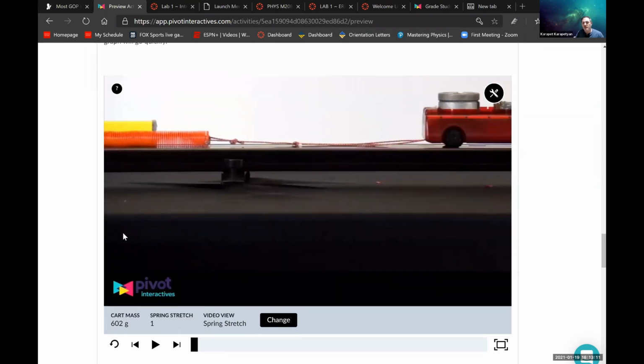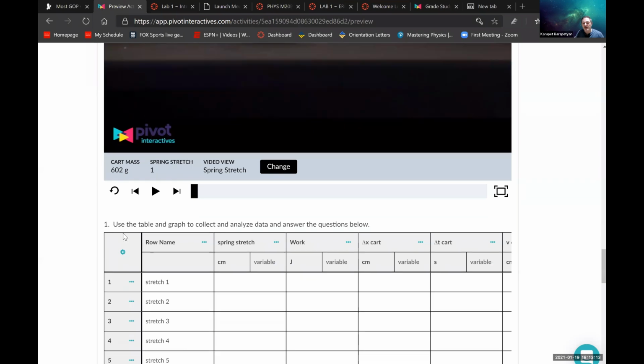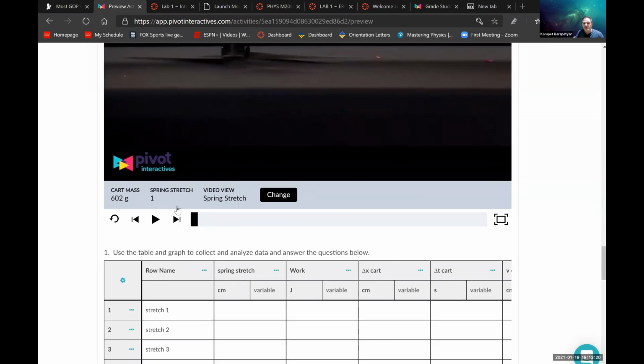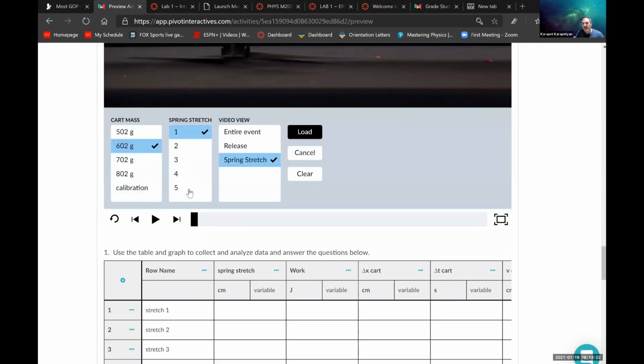Okay. And then what you're going to do here is basically that, right? So you have stretch 1, stretch 2, stretch 3, stretch 4, stretch 5, which you can see, right, you have those. Well, if you're using 602, you can do that as well. That's fine. You can use any mass, I'll just use this one, and the rest you're going to do on your own anyways.